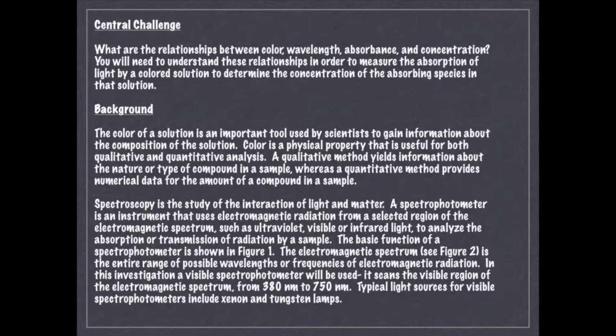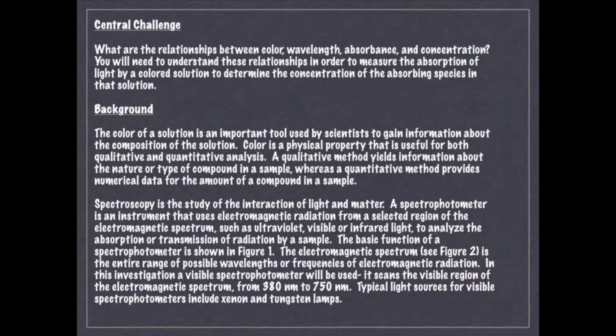The color of a solution is an important tool used by scientists to gain information about the composition of the solution. Color is a physical property that is useful for both qualitative and now quantitative analysis. A qualitative method yields information about the nature or type of a compound in a sample, whereas a quantitative method provides numerical data for the amount of a compound in a sample. Spectroscopy is the study of the interaction of light and matter.